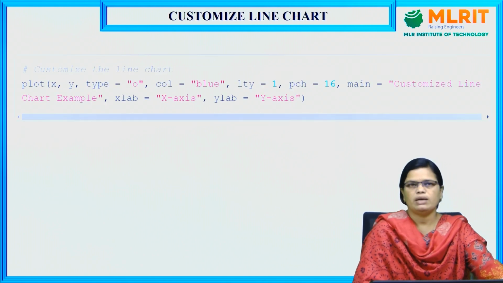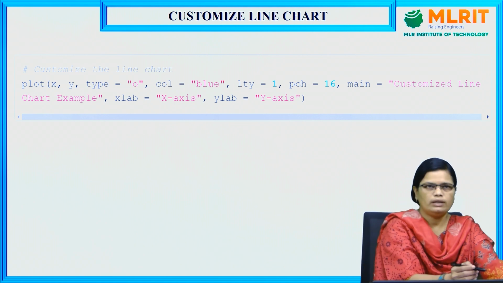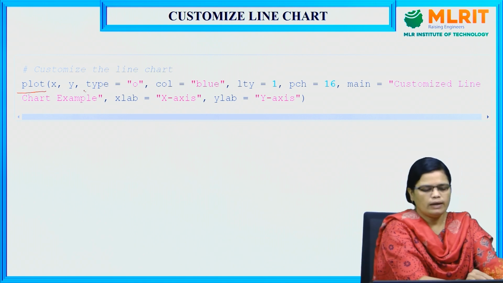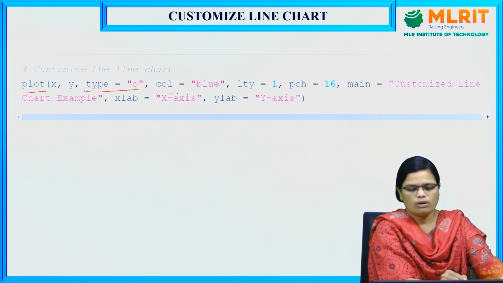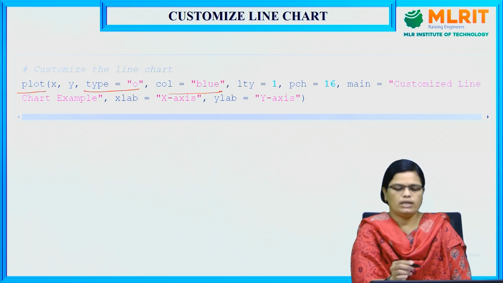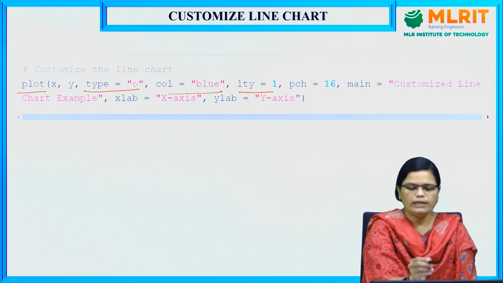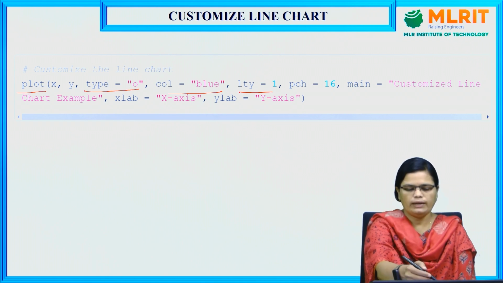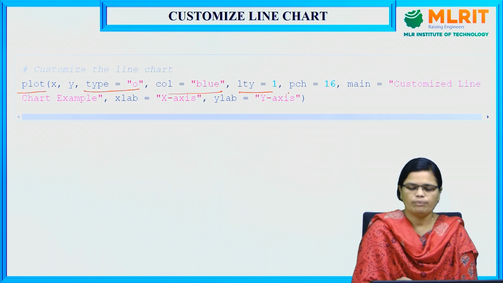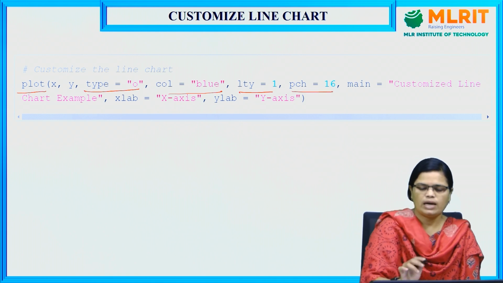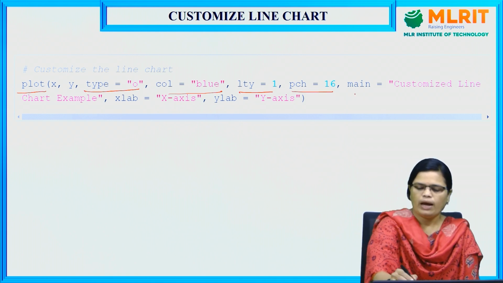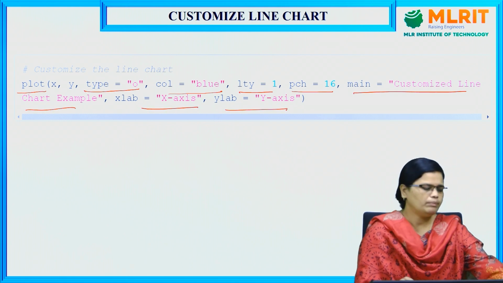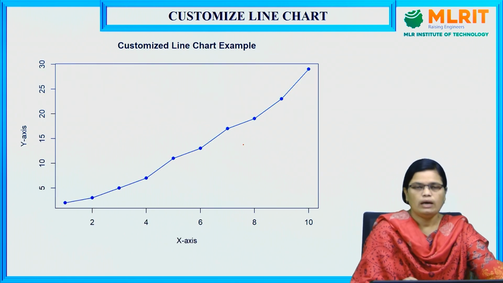You can customize a line chart. Look here, for the customization we are using the plot and the type we are giving, and for color we are assigning, and we have different line types, and this line type we are taking as 1 here, and we are assigning the character value, and this is the name we have assigned, the X label and the Y label.